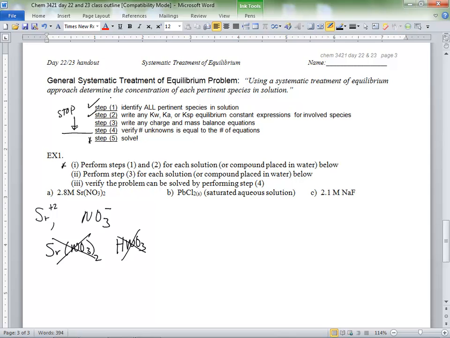So charge balance. How would you write the charge balance equation? Cations on the left, anions on the right. Okay. And then do what? 2 times this one. Good. Okay, there's our charge balance. Our mass balance.